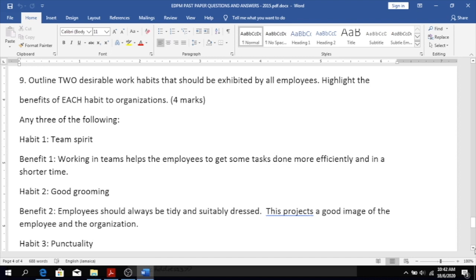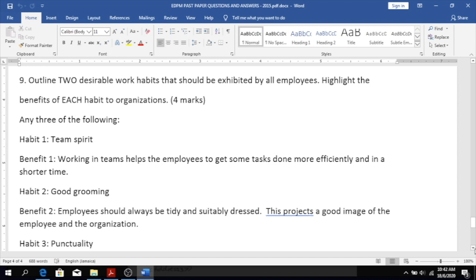Habit 2, good grooming. What's the benefit when you dress properly? Good look, good image, and for yourself, not just the company, yourself. You give yourself a good look and an image, you know? So employees should always be tidy and suitably dressed. This projects a good image of the employee and the organization, as we said earlier.